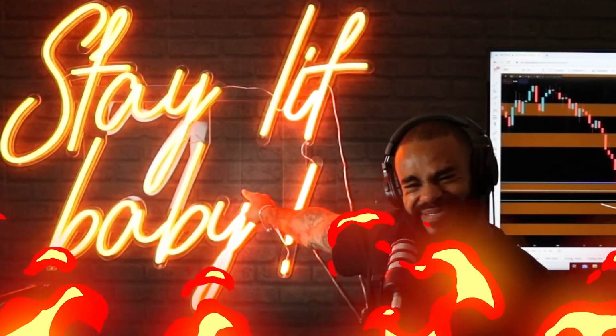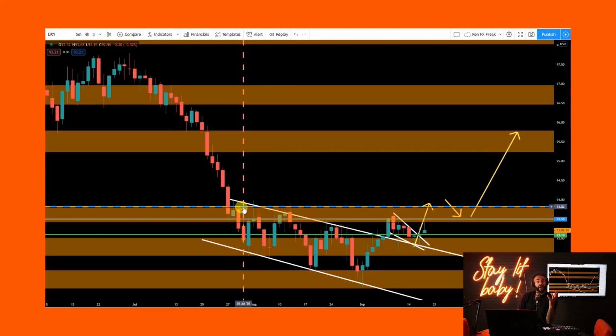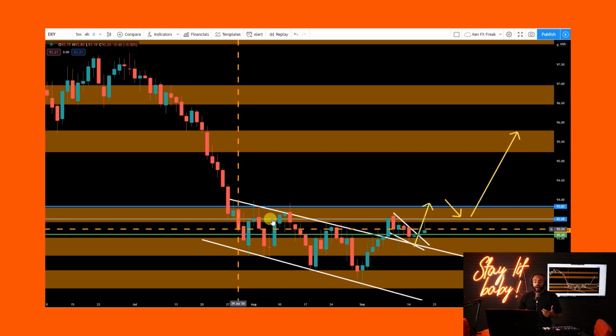Guys, we are over at the demonstration area. I want to give you an example of market structure, and we're going to take a look at the Dixie. That's the dollar index. In this example, as you can see on the screen, the market structure is to the downside. We can see that the dollar has been trending to the downside. Anytime we've seen a pullback or a rally, it's been sold.